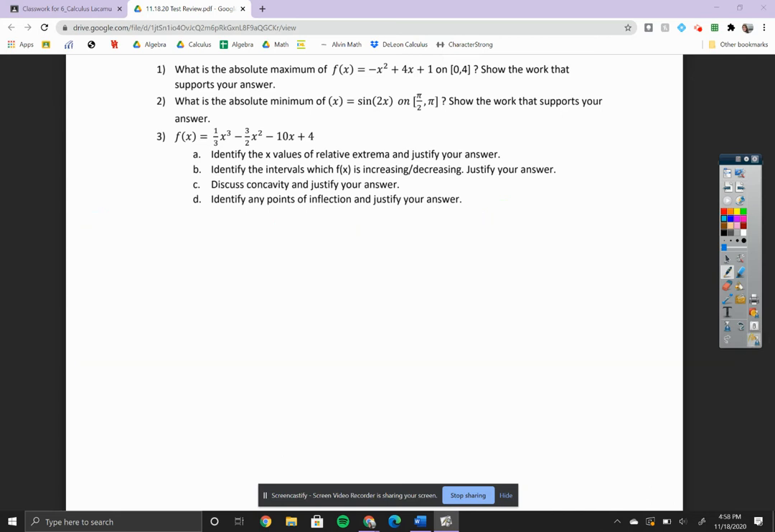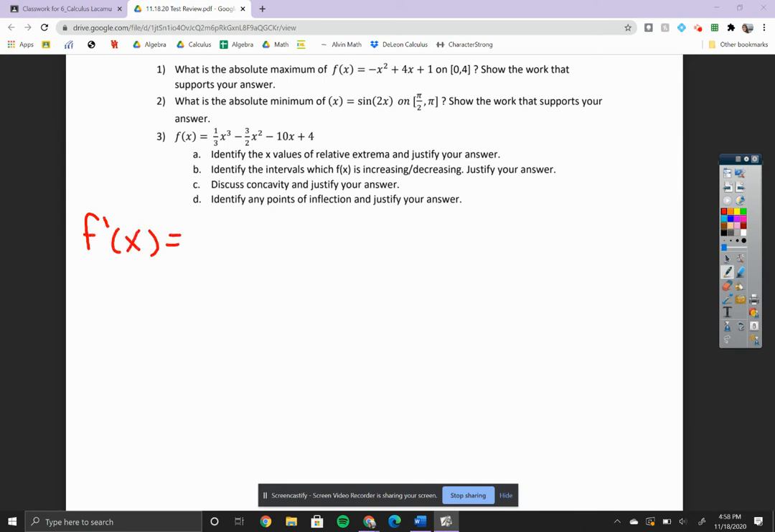Okay, then we move on to 3. 3 has 4 different parts, A, B, C, and D. Now for part A, it wants us to identify the values of relative extrema and justify your answer. B also kind of goes along with this one because we're trying to identify the intervals where it's increasing and decreasing. So I'm going to start off. A and B are going to use the first derivative test.